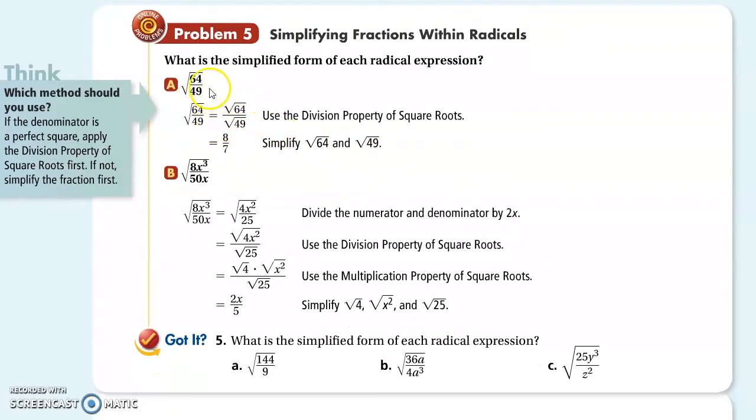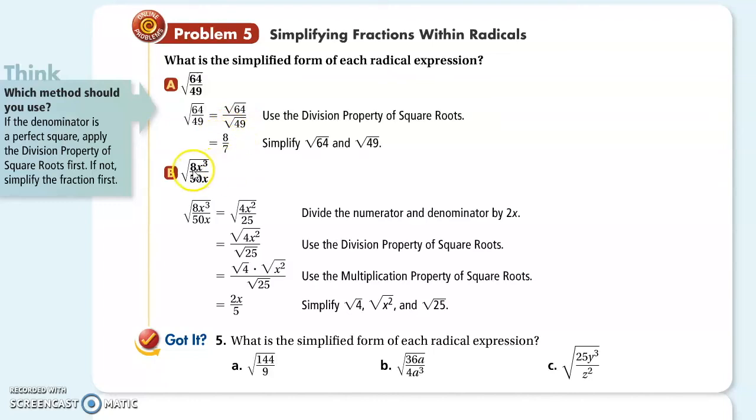So let's go ahead and look at this example. The square root of 64 over 49. I can split this up into 2 different square roots. The square root of 64 is the same thing as 8. The square root of 49 is the same thing as 7, and this would be our simplified answer.